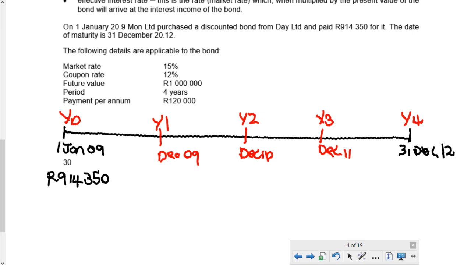The following details are applicable to the bond. The bond has a market rate of 15%. This market rate of 15% is what led to the discounted price. But we don't use market rates to do our calculation. We assume that that market rate led to this discounted price, and so therefore, I wonder if I can actually prove it. Let me check.